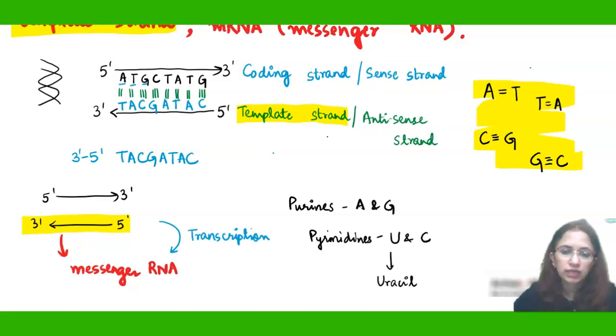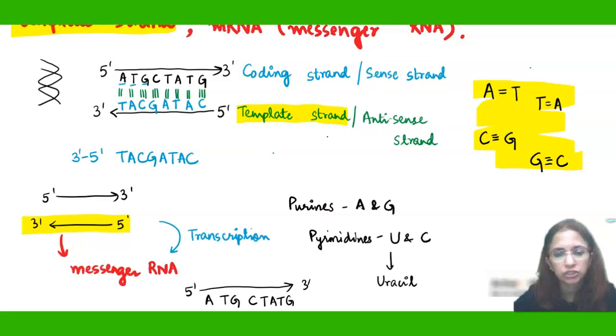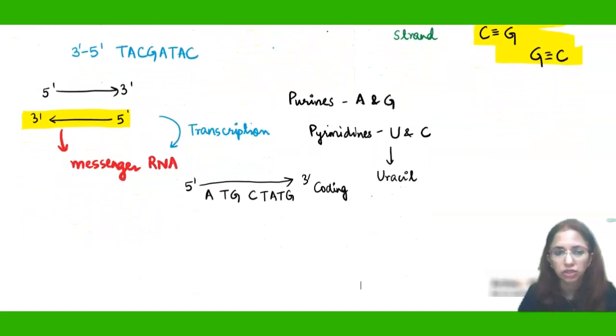Another important thing, a trick I am telling you, is that the sequence of messenger RNA is the same as the coding strand, right? So we will first write the coding strand, and this will make our task easy. The coding strand has the sequence A, T, G, C, T, A, T and G. We will work in two ways to find the sequence of messenger RNA. First, I am taking the coding strand, and I will help you find the sequence of bases in the messenger RNA, right?